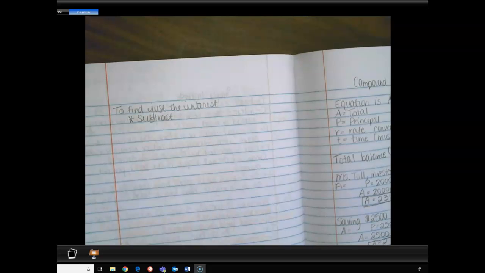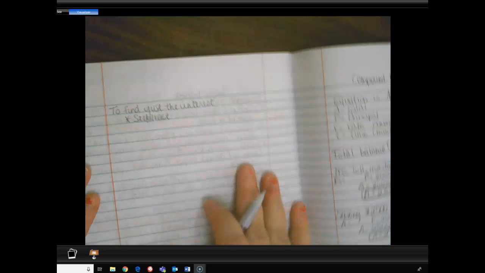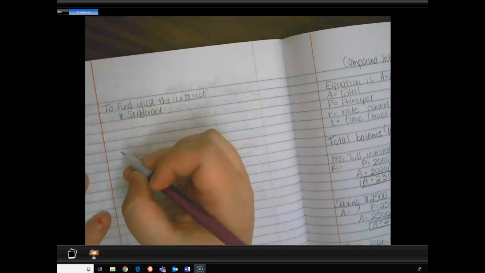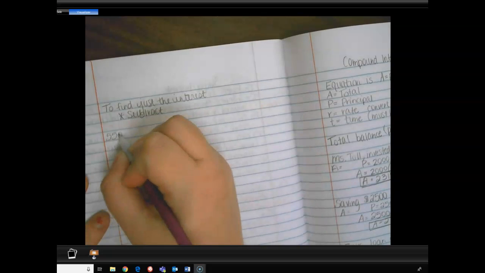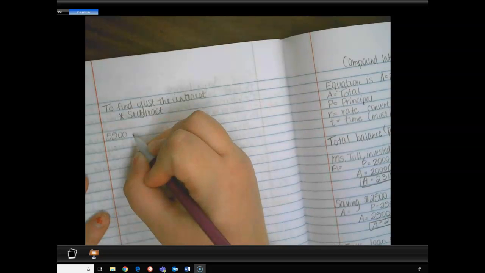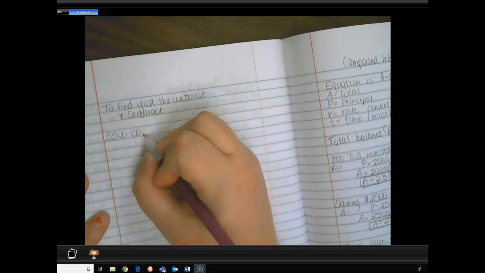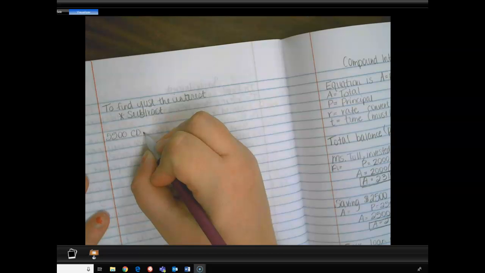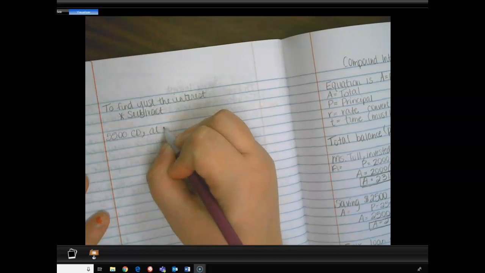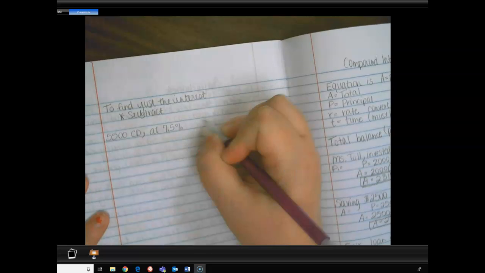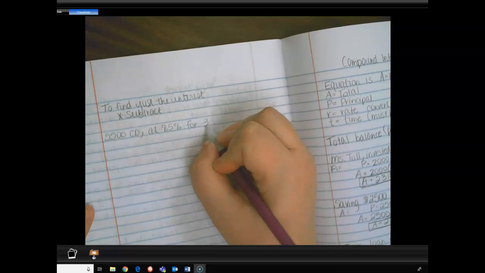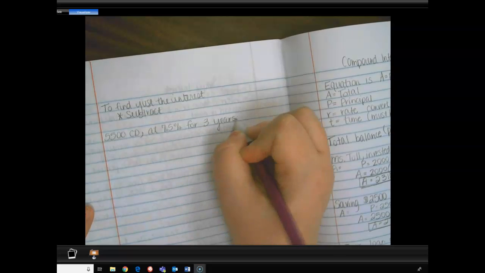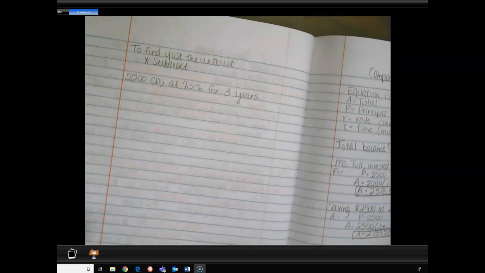So let's look at an example. All right, we have a $5,500 CD that is at 7.5% compound interest for 3 years. Remember, we're just abbreviating on the notes, so you don't have to write them all down.